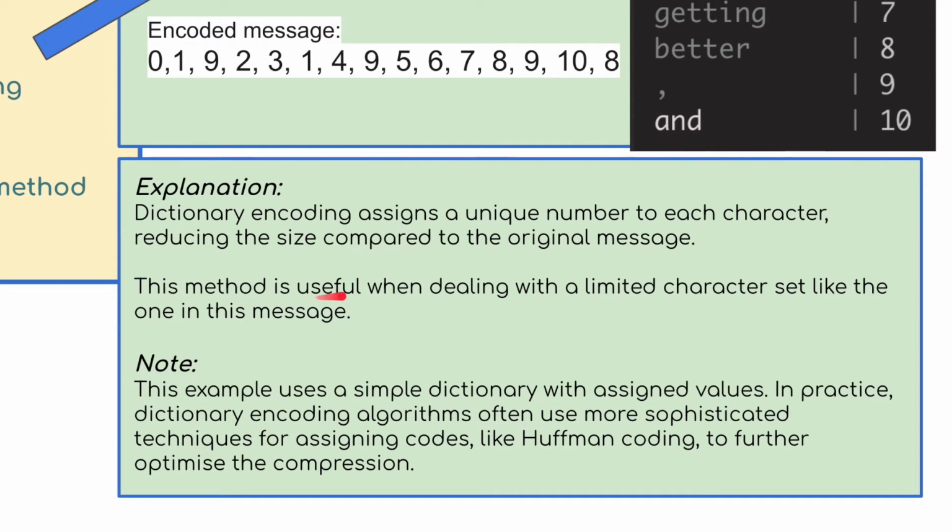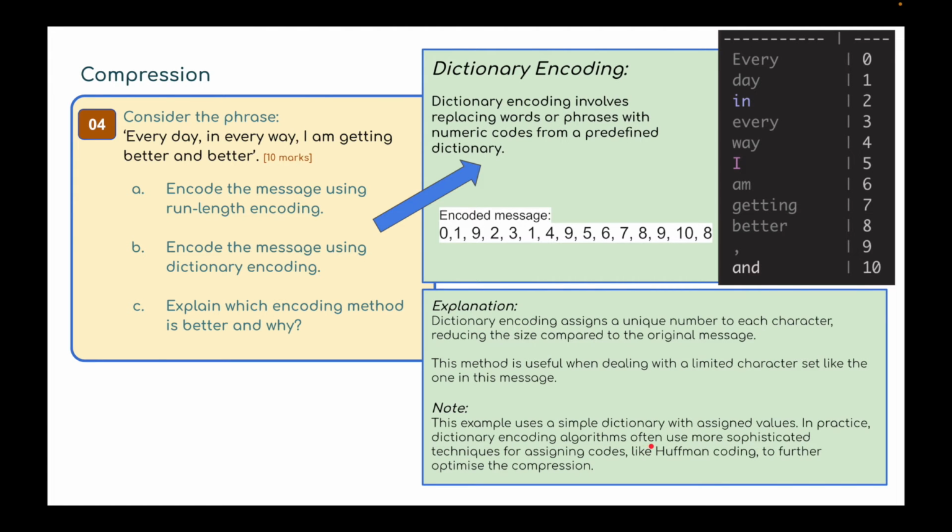This method is useful when dealing with a limited character set like the ones in this message. Okay? This example uses a simple dictionary with assigned values. In practice, dictionary encoding algorithms often use more sophisticated techniques for assigning codes, like Huffman coding if you want to research this, to further optimize the compression.